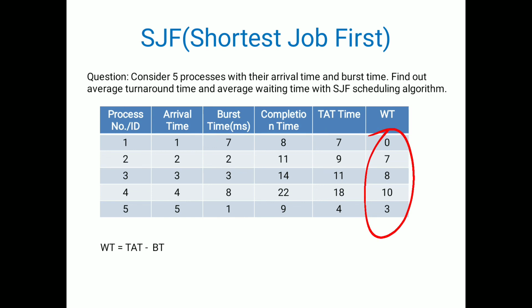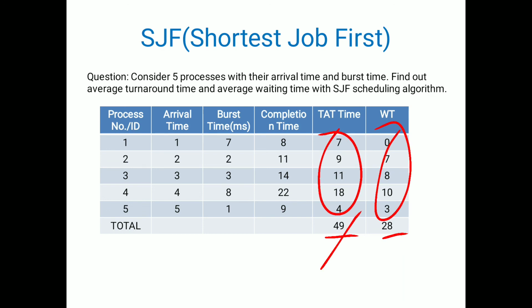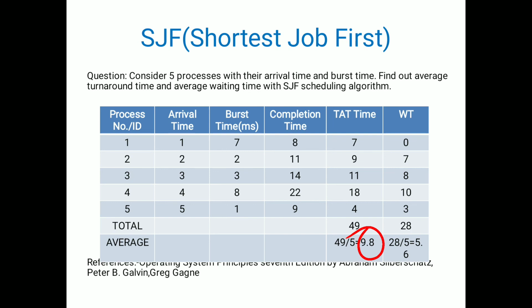Next, we have to find the average turnaround time and average waiting time, and this can be found by summing up the turnaround times and waiting times. We get 49 and 28, and the average is obtained by dividing by the number of processes. We have 5 processes, so 49 divided by 5 is equal to 9.8. And the average waiting time is equal to 28 upon 5, which is 5.6. So by doing so, we can see how the example is solved with the help of the shortest job first algorithm.